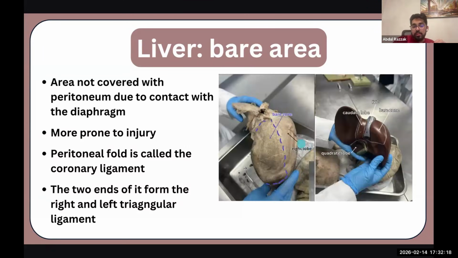You can also see the bare area here on the cadaver and on a model. Please be familiar with those models because they might give you this exact same model in the questions. The bare area is usually lateral to the inferior vena cava. It's going to be very obvious, the location of the groove of the inferior vena cava.